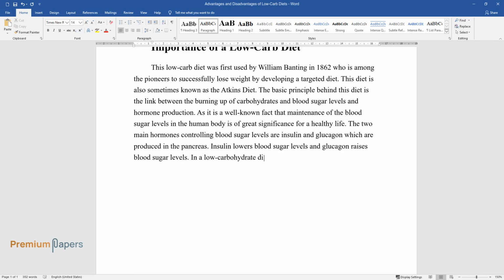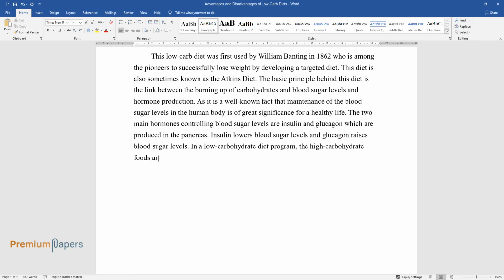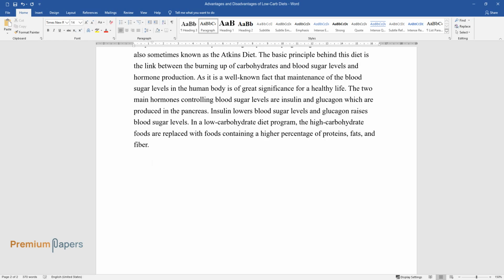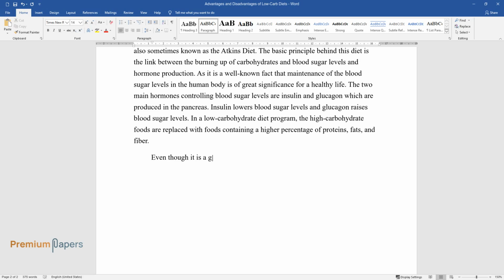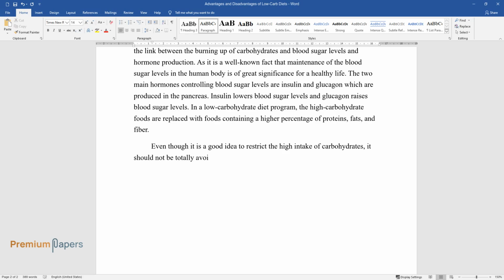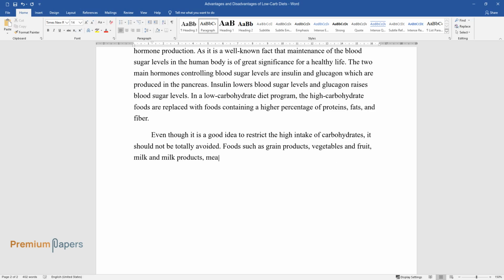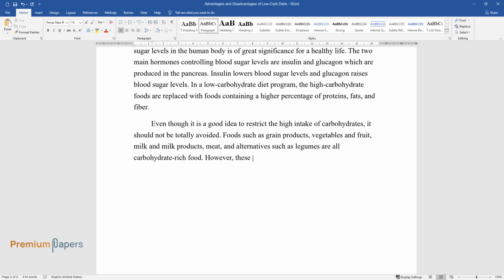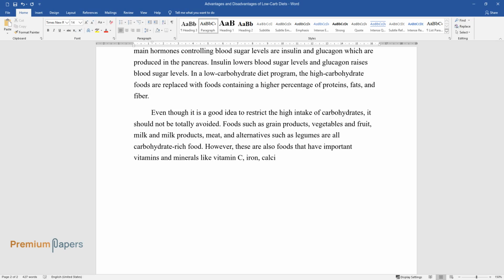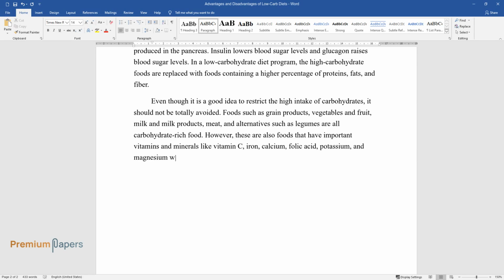In a low-carbohydrate diet program, the high-carbohydrate foods are replaced with foods containing a higher percentage of proteins, fats, and fiber. Even though it is a good idea to restrict the high intake of carbohydrates, it should not be totally avoided. Foods such as grain products, vegetables and fruit, milk and milk products, meat, and alternatives such as legumes are all carbohydrate-rich food. However, these are also foods that have important vitamins and minerals like vitamin C, iron, calcium, folic acid, potassium, and magnesium, which are vital for a healthy life.